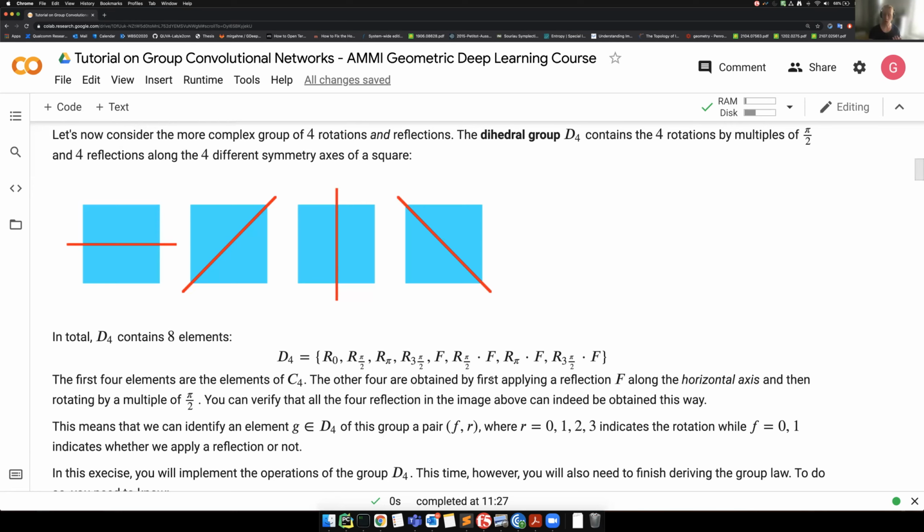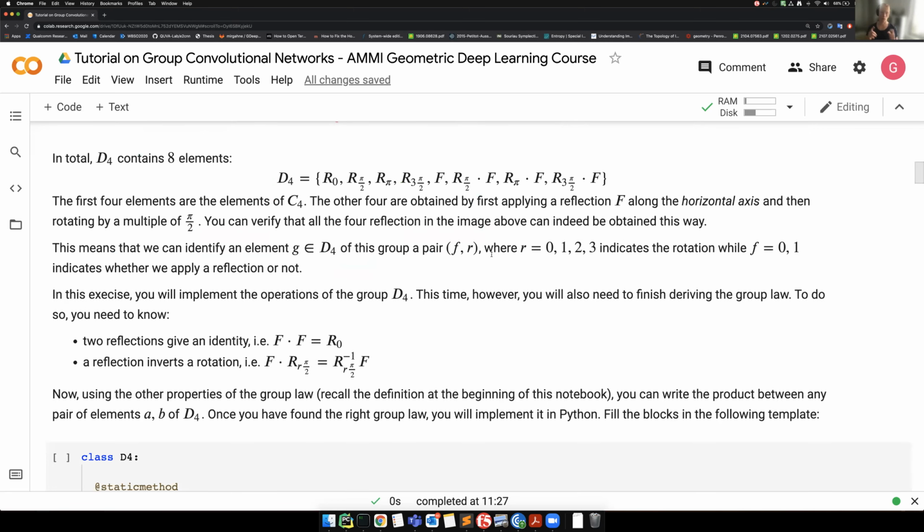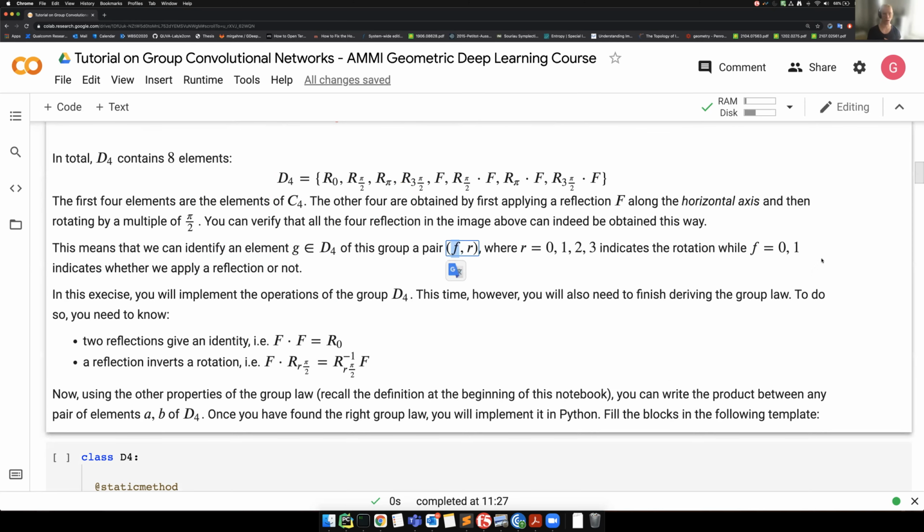In general, that means that an element of the dihedral group, we call this group the dihedral group, can be parameterized as a pair of numbers. The first number, R, is 0, 1, 2, 3. Like before, it represents a rotation. While the second number, F, is either 0 or 1, and it tells us whether we first apply mirroring or not. That's mostly all about this group.